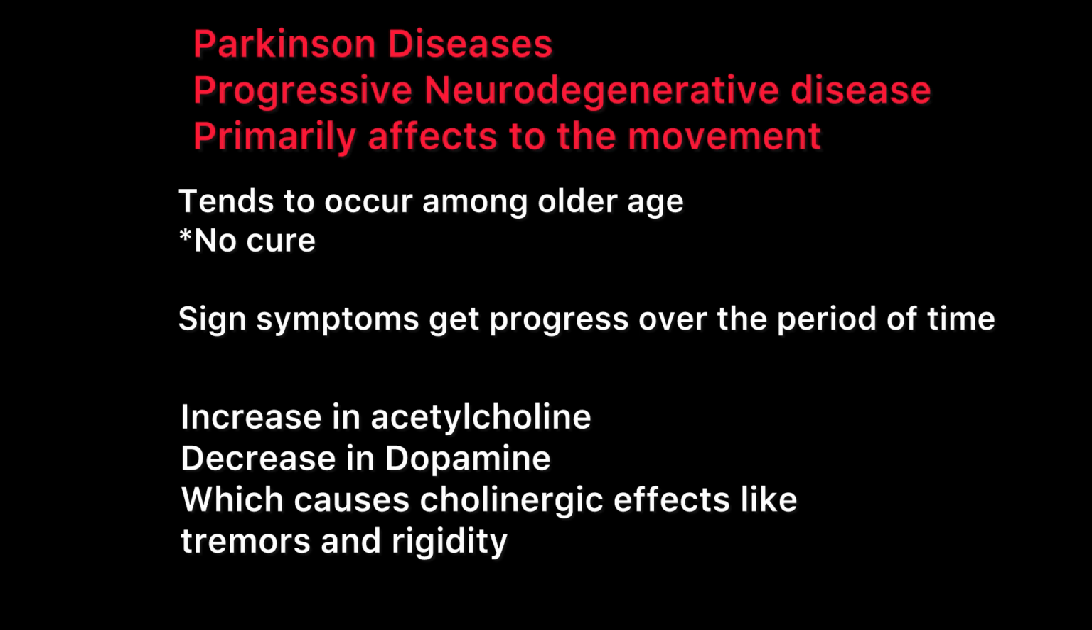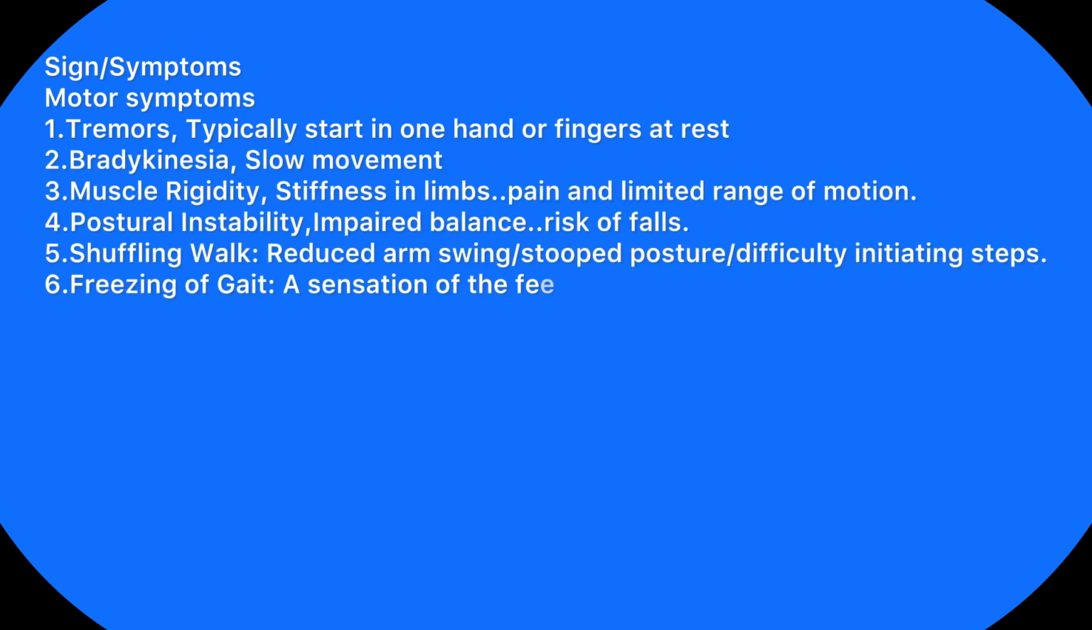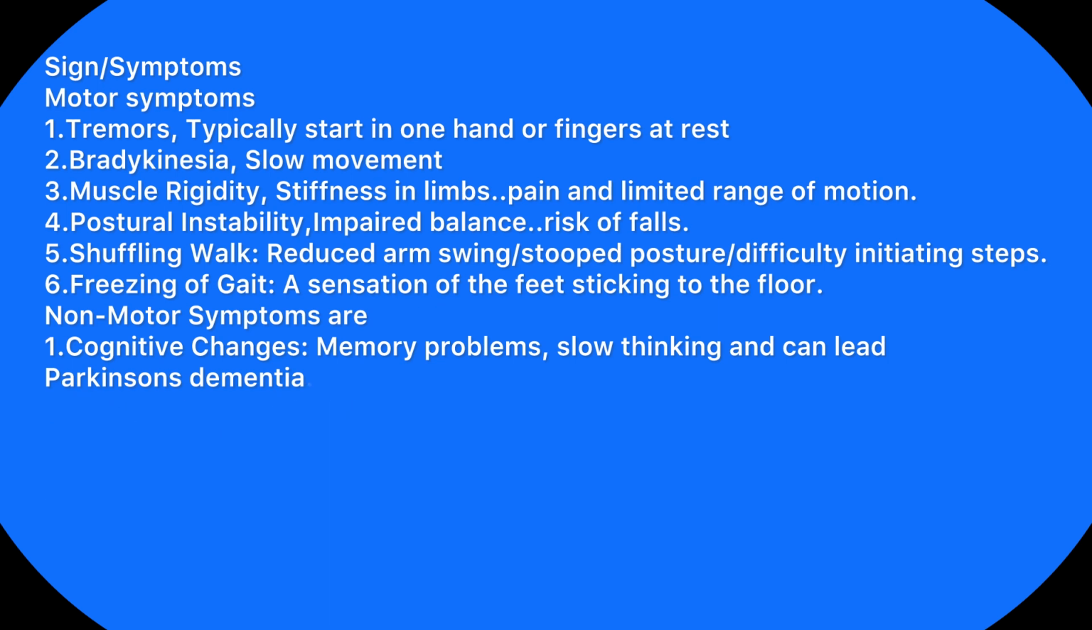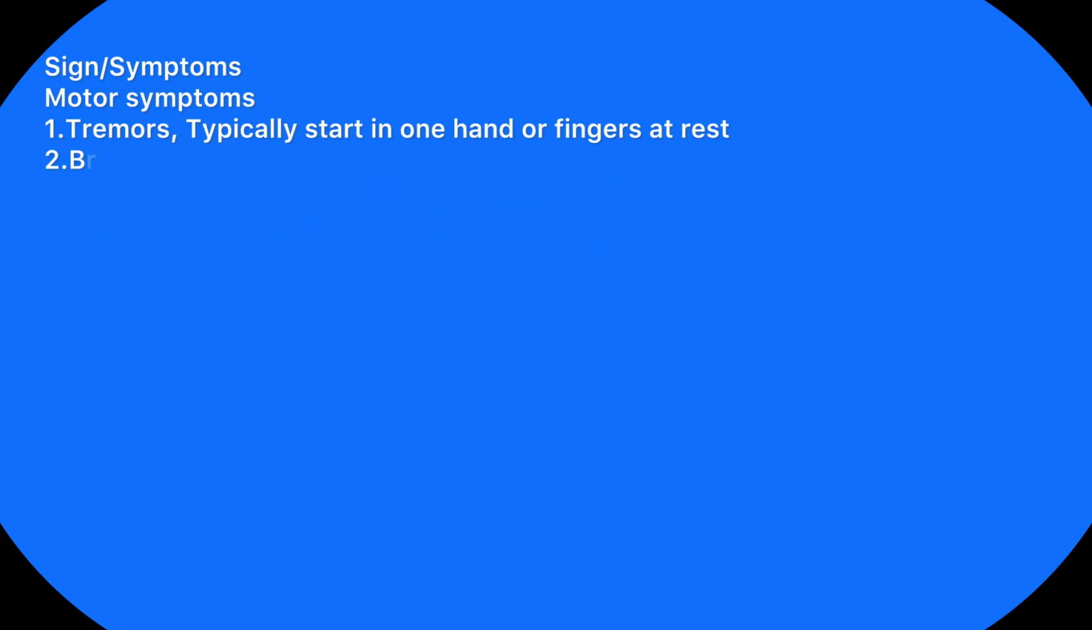In this condition, there is loss of dopamine, which leads to more acetylcholine being able to produce more excitatory effects on the neurons in the basal ganglia, and this leads to overstimulation like tremor, rigidity, or an increase in cholinergic activity. The signs and symptoms are tremor, bradykinesia, muscle rigidity, postural instability, shuffling walk, freezing of the gait, cognitive changes, depression, anxiety, sleep disorder, autonomic dysfunction, and speech changes.